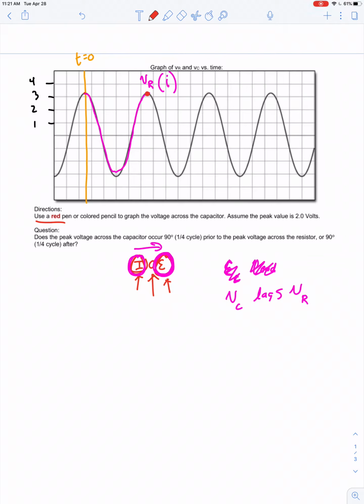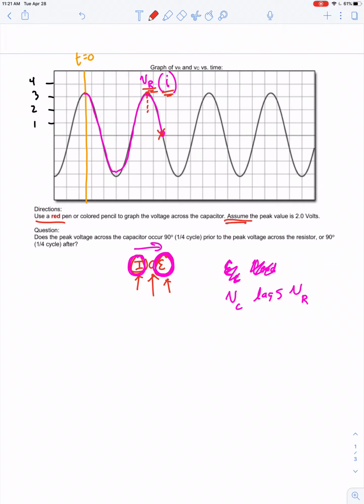Let's look at this point in time right here. So the current has reached its maximum value, and therefore the voltage across the resistor has reached its maximum value. And a 1/4 cycle later, it's going to go to 0. Well, the capacitor is a bit behind the times. It takes time for charge to build up. So as long as the value of current is positive, the capacitor is still charging. So at the moment in time that the voltage across the resistor reaches 0, that's when the voltage across the capacitor finally has its max value.